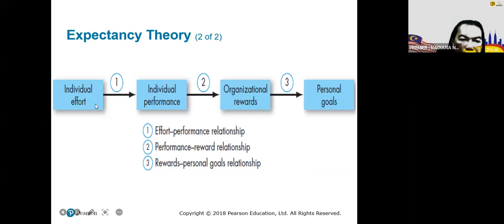Okay, we look at the figure. It starts with individual effort. If you don't have effort, that means you don't have motivation. With effort, you go to individual performance, and then the organization gives a reward, the organizational reward, and then number three is the personal goal. Note down: number one, between individual effort and individual performance is the effort-performance relationship. Number two, between individual performance and organizational reward is the performance-reward relationship. Between the organizational reward and personal goal is the reward-personal goal relationship. That is expectancy theory.